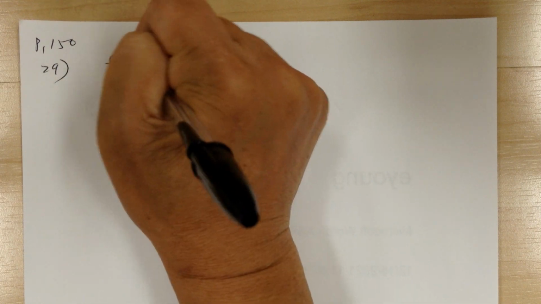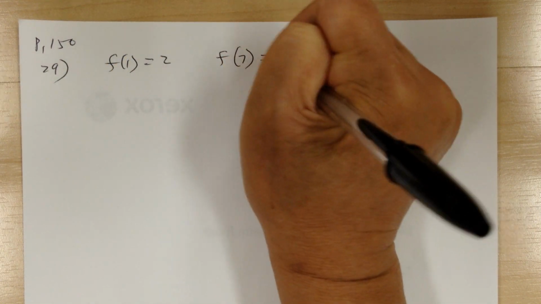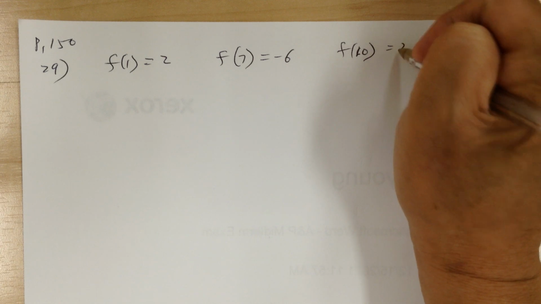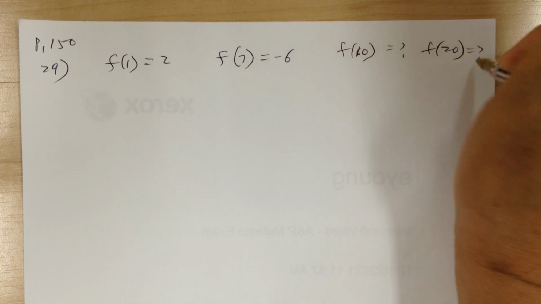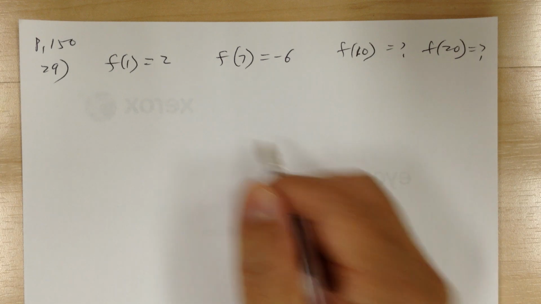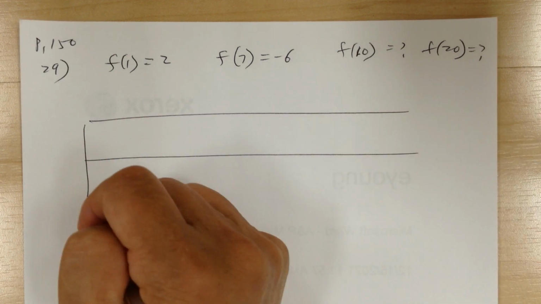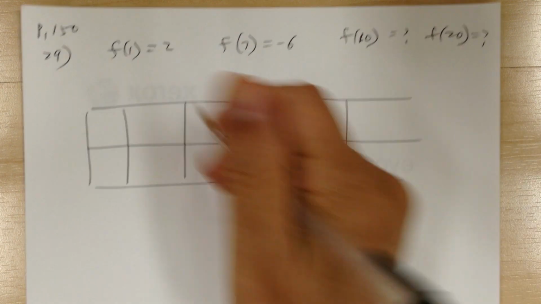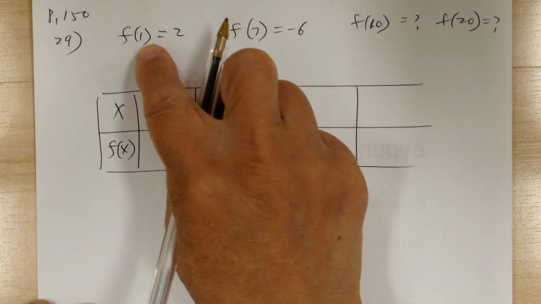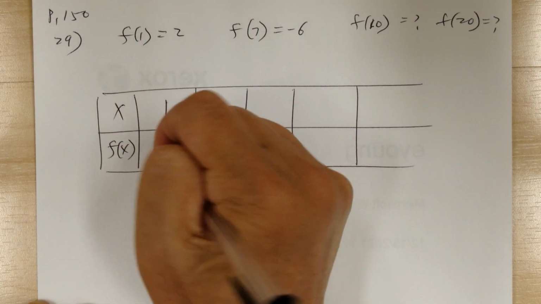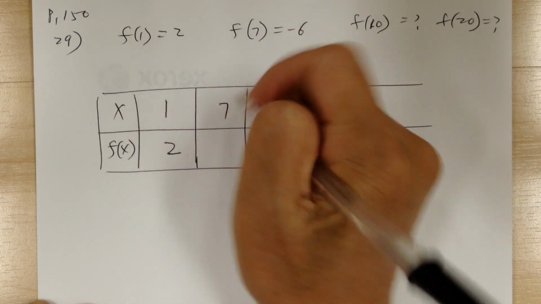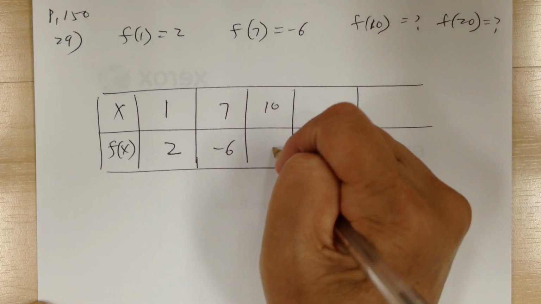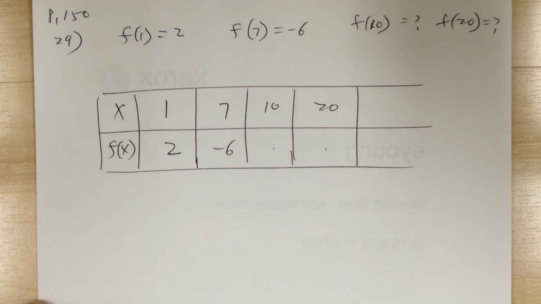Okay, so you get f of 1 equal to 2, and f of 7 equal to negative 6. And you're looking for f of 10 and f of 20. So again, let's make a table. So x, f of x. So when x equal to 1, f of x will equal to 2. When x equal to 7, f of x equal to negative 6. And you're looking for f of 10. So it means when x equal to 10, you're looking for that. When x equal to 20, you're looking for that.